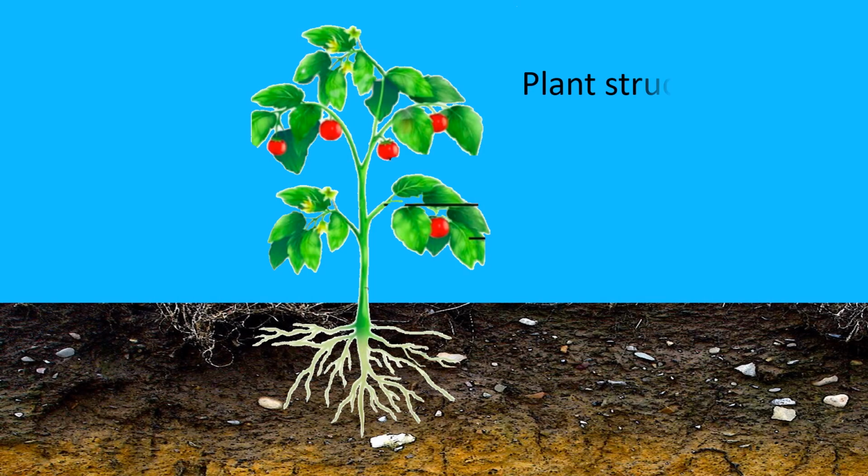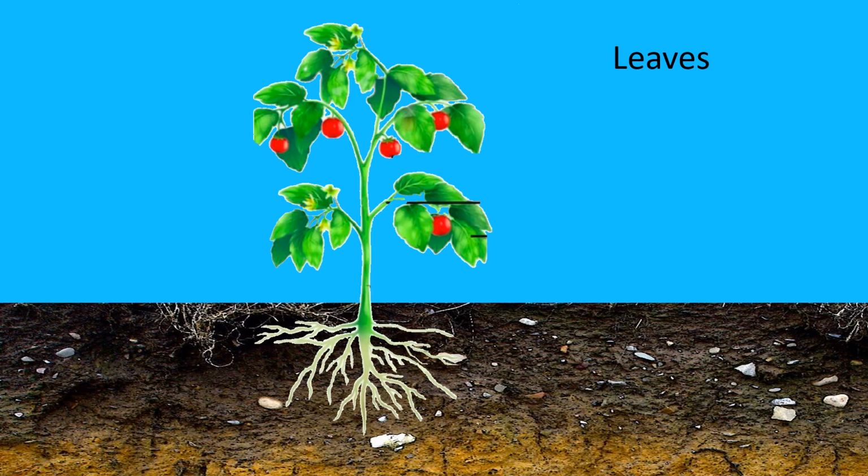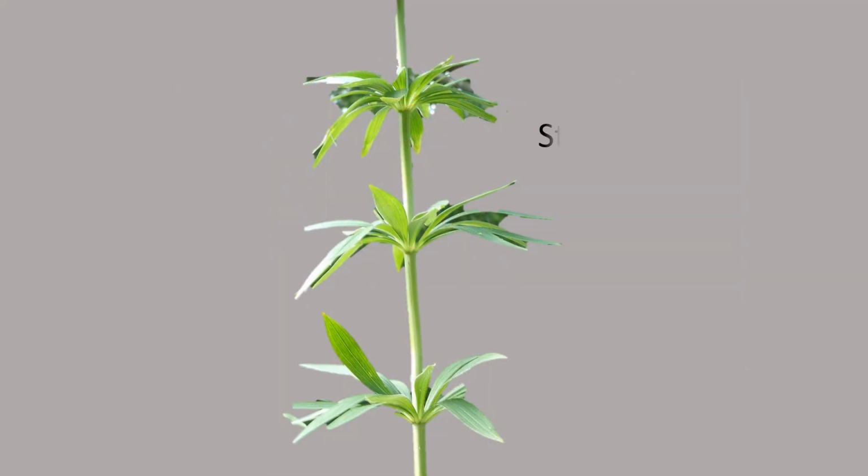In this video, we're going to talk about the structure of plants. Vascular plants are composed of a root system and a shoot system. The shoot system consists of the stem and all of its appendages, including leaves, flowers, and fruits. The stem acts as the main structural support of the plant.